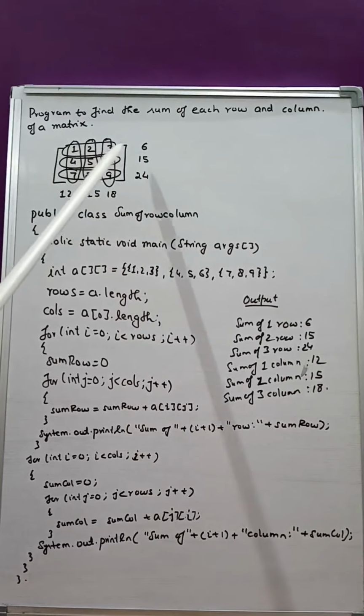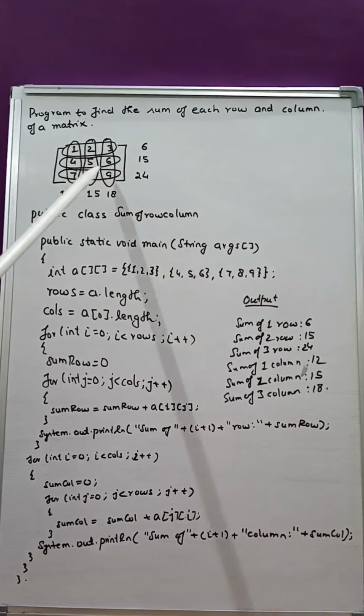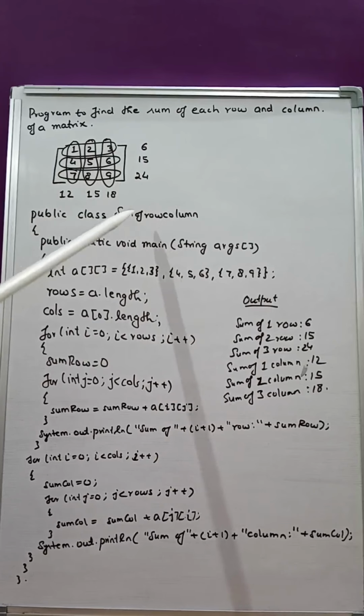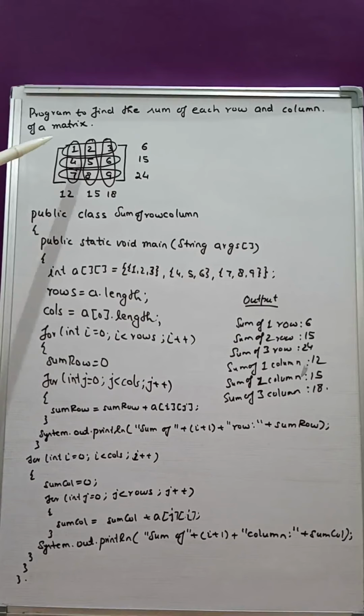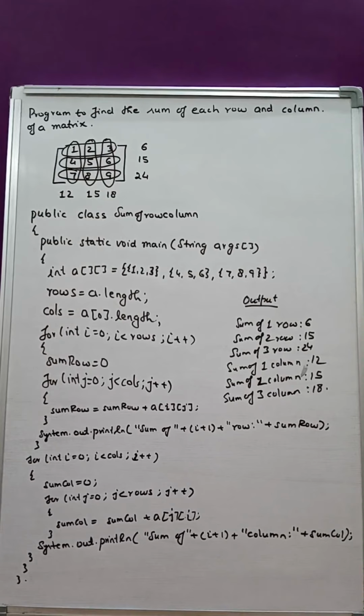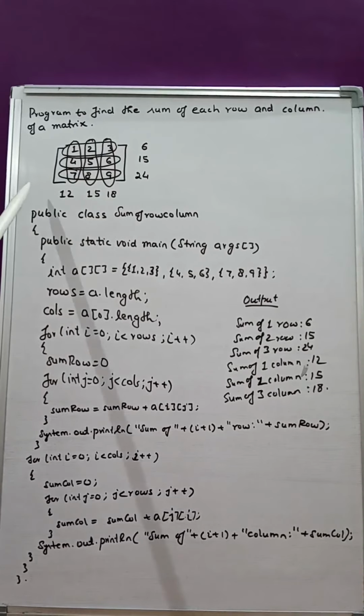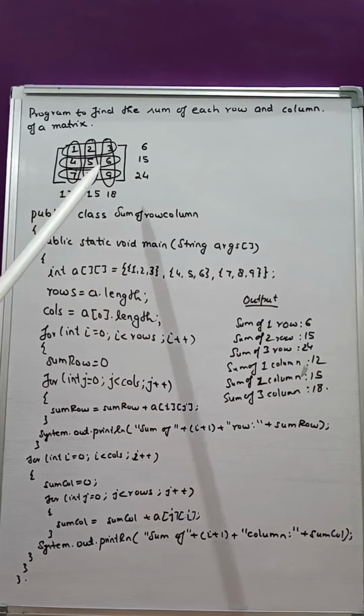The 0th row elements are added, 6 is the value. The first row is added, the value is 15. The second row is added, the value is 24. In a similar fashion, you will consider the columns also, where 1 plus 4 plus 7 is equal to 12, 2 plus 5 plus 8 is equal to 15, and 3 plus 6 plus 9 is equal to 18. Now, in this matrix we just have to add the rows together and find the value, and add the columns together and find the value.